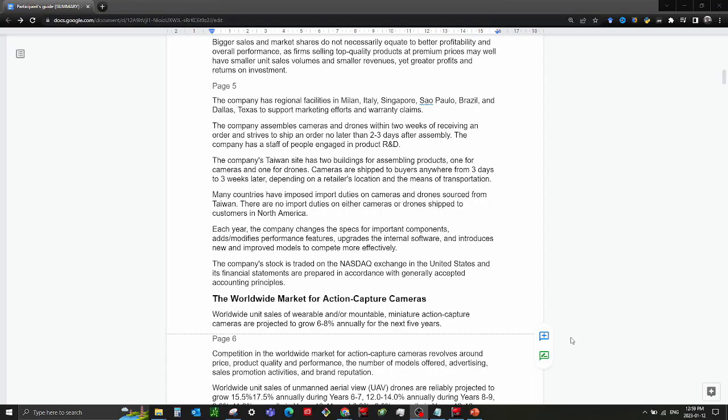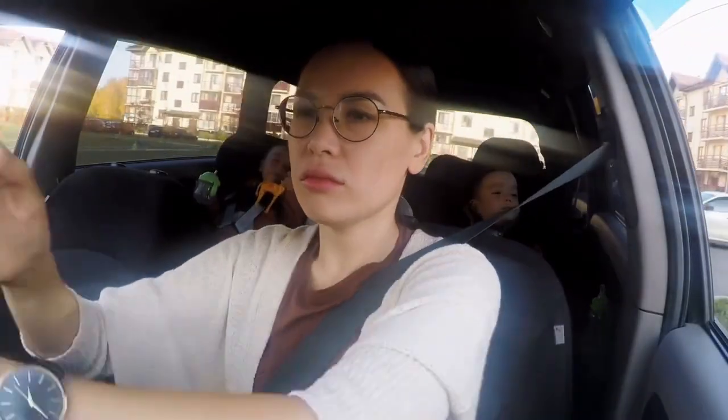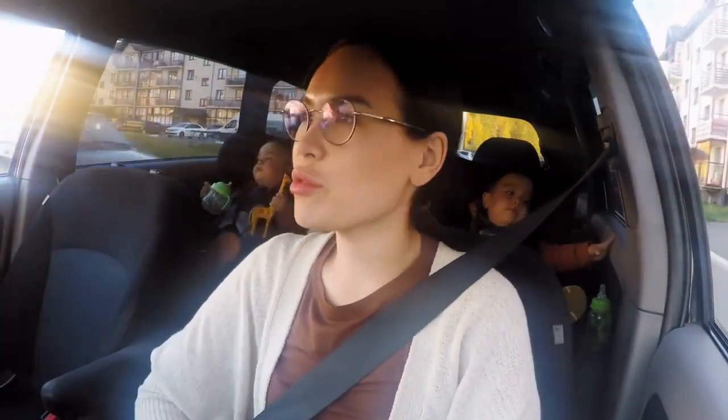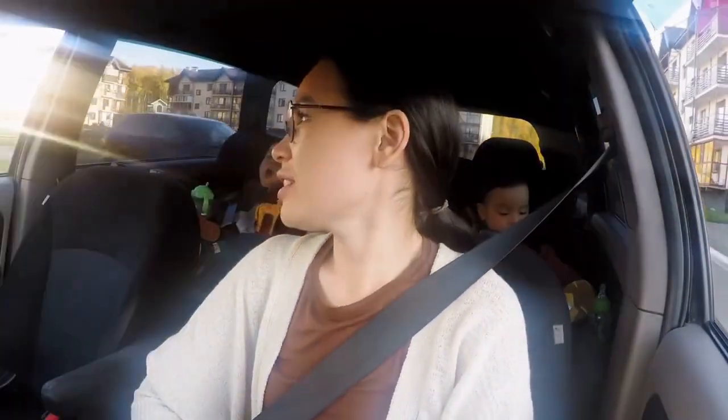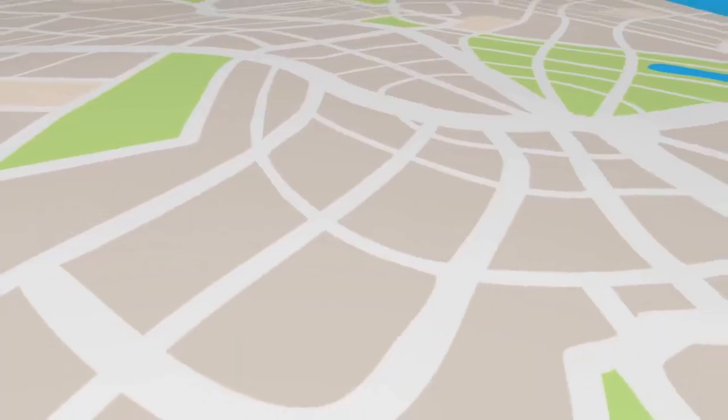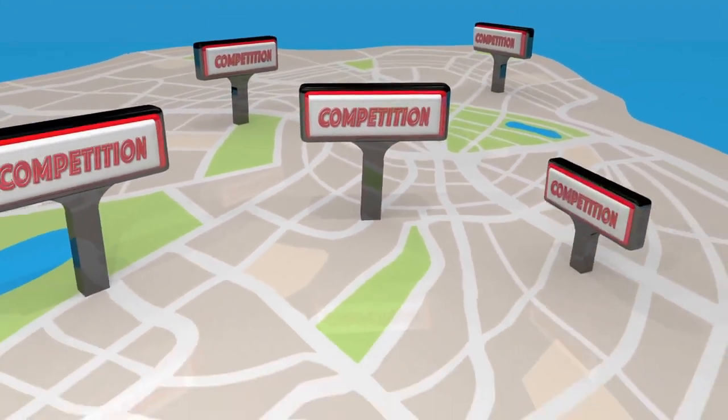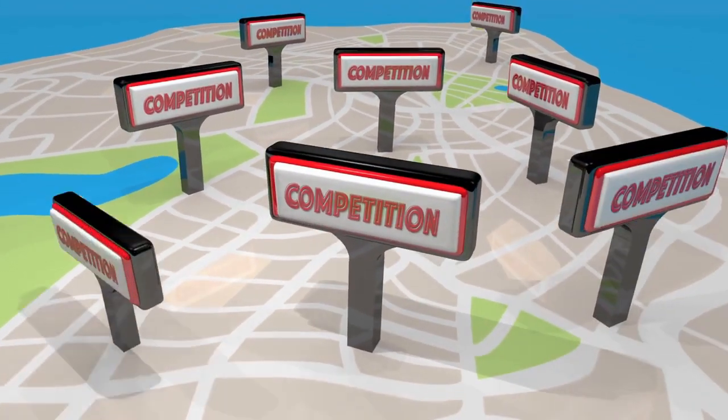The worldwide market for action capture cameras. Worldwide unit sales of wearable or mountable miniature action capture cameras are projected to grow 6 to 8% annually for the next 5 years. Competition in the worldwide market for action capture cameras revolves around price, product quality, and performance, the number of models offered, advertising, sales promotion activities, and brand reputation.